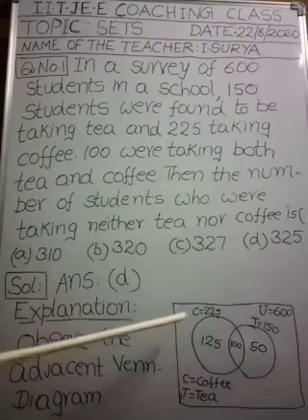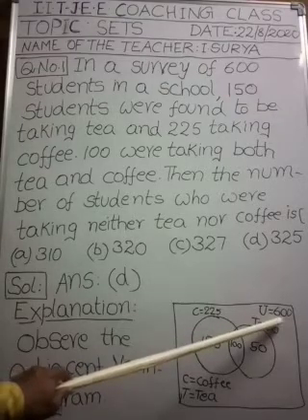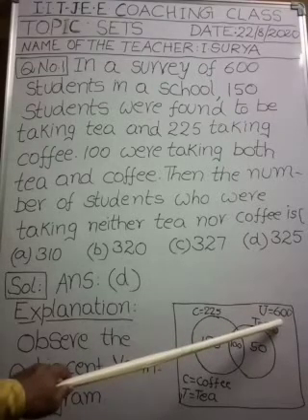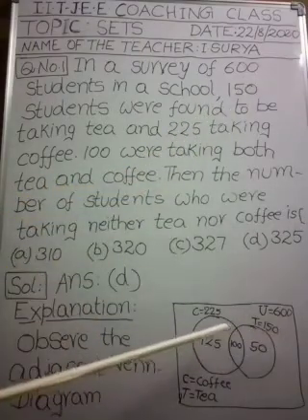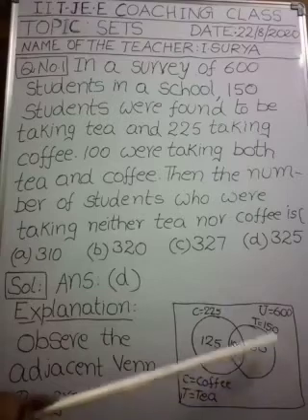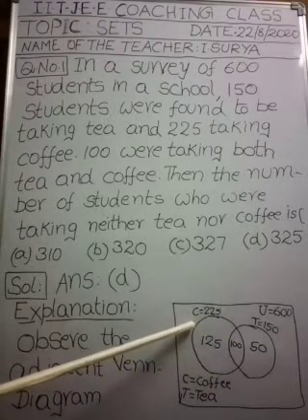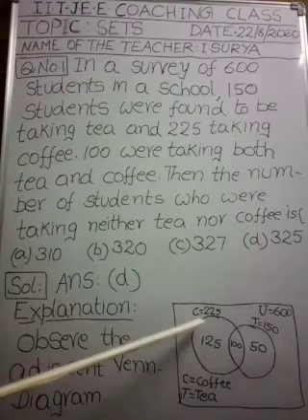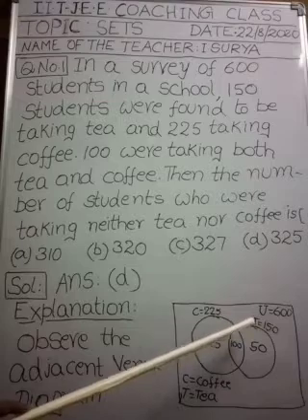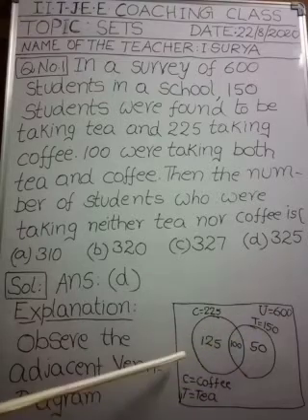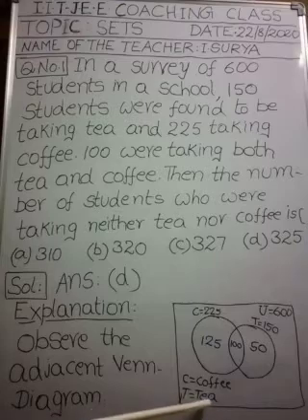See this Venn diagram. In this Venn diagram, U stands for the total number of students in the school. How many students are there in the school? 600. Here I have drawn two circles. This circle stands for the number of students who are taking coffee, and this circle denotes the students who are taking tea. C stands for coffee, T stands for tea.